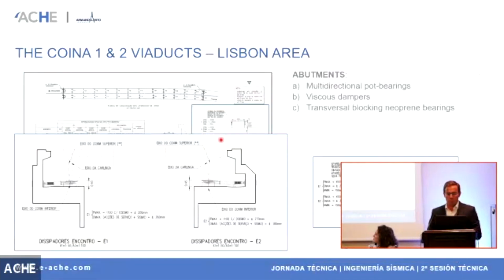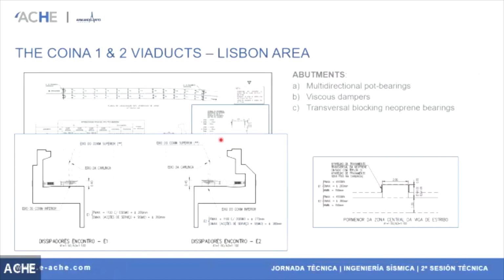For the abutments, we used viscous dampers to control the longitudinal displacements of the bridge in case of an earthquake. And since the horizontal forces, both longitudinal and transversal, would be enormous if we fixed the bearings, we freed the bearings of any blocking system. And for the transversal direction, we use just neoprene bearings put on this concrete block on the abutments, and with that we control the transversal forces, and the longitudinal forces were lower because we use these viscous dampers.